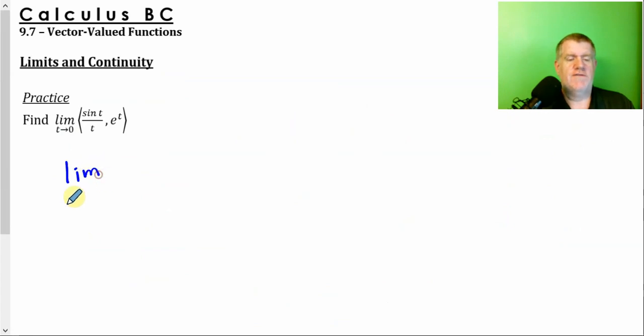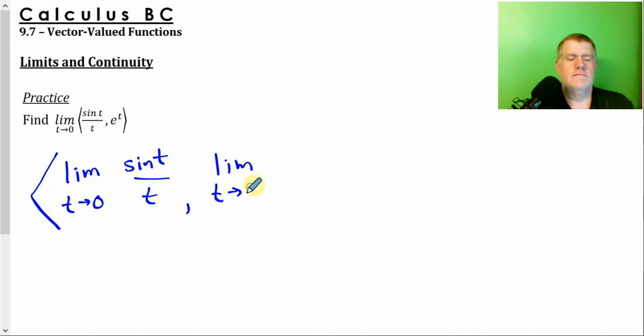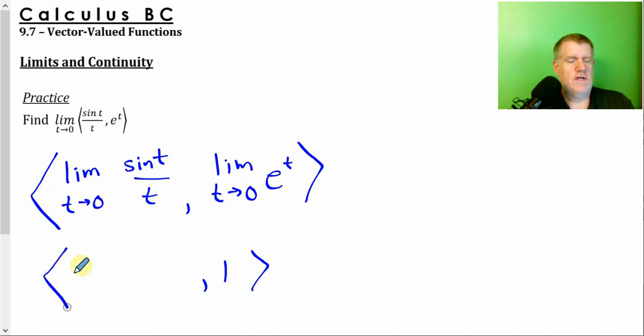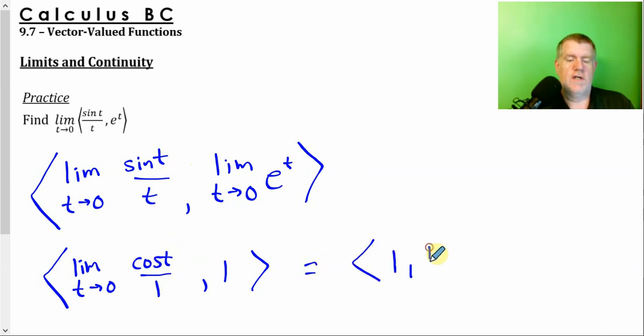If I want to find the limit of a vector valued equation, I just find the limit of each component part. That's it. The limit as t approaches 0 of e to the t will be e to the 0, which is 1. That's a nice and easy one. Here, a little trickier. You might remember this identity, but if you don't, good old L'Hopital's rule will take effect, because we get 0 over 0. So the derivative of sine is cosine. Derivative of t is 1. Now I can plug the 0 in, because the cosine of 0 is 1.